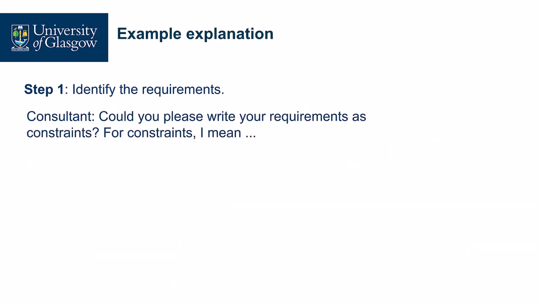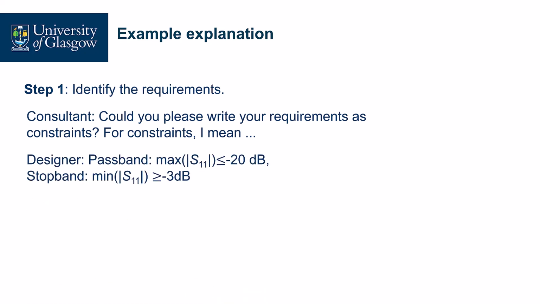So you may ask, could you please write your requirements as constraints? For constraints, you can explain what a constraint is. After knowing these concepts, the designer may provide you with: passband max S11 smaller than or equal to minus 20 dB, stop band min S11, both considering magnitude, larger than minus 3 dB, right? So these are the specifications. Now the specifications are clear, right? So now you can say, okay, I got it. Now we can go to step 2 because the requirements are already identified.